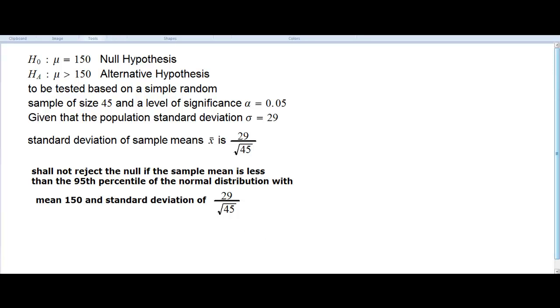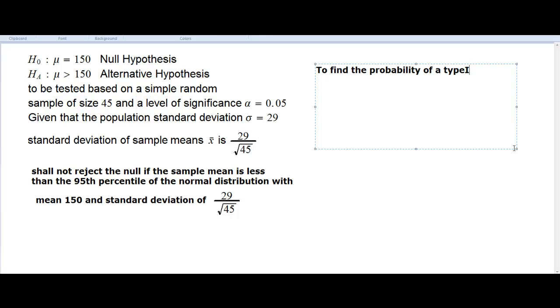Now let's say that in this question we have to find the probability of a type 2 error if in fact the null is wrong, and it is wrong to the extent, to say it in formal language, that in fact the population mean is 200 units. So that's what we have to work on.